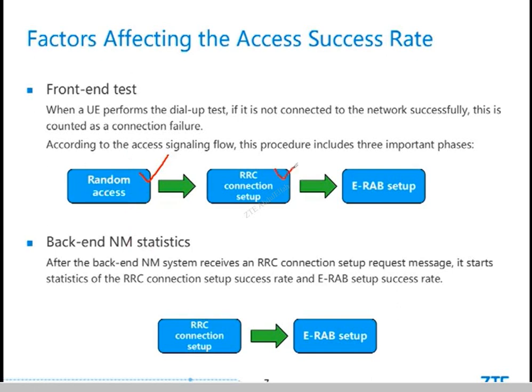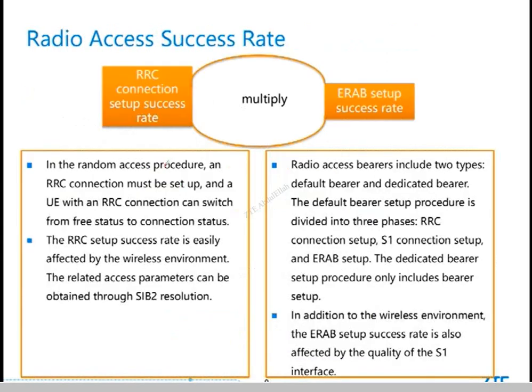And then there are RRC connection setup and the ERAB setup, and those two are the same as the back end. So the first 5 steps we call the RRC connection setup processing, and after that, before the RRC reconfiguration complete signaling, we call it the ERAB setup processing. So they are all about the signaling. And then the radio access success rate is equal to the RRC connection setup success rate multiplied by the ERAB setup success rate. So if we talk about the success rate of RRC connection, we must consider the random access, because after random access is RRC connection setup.